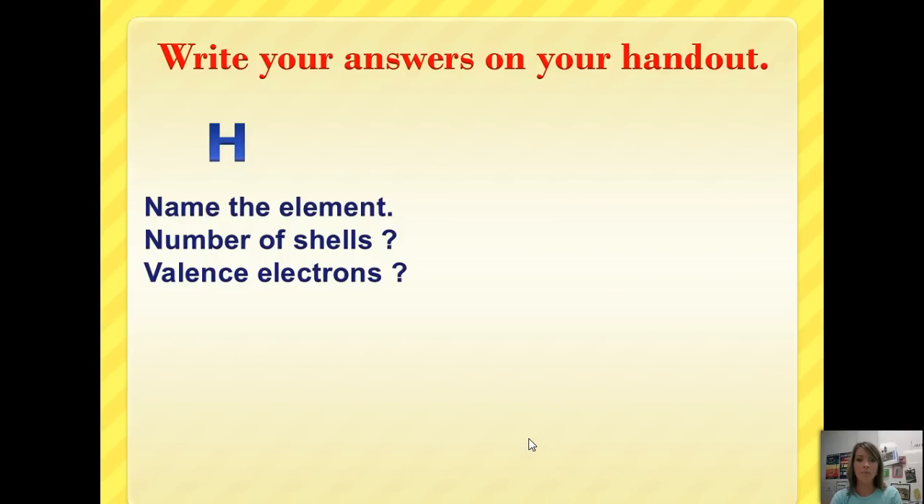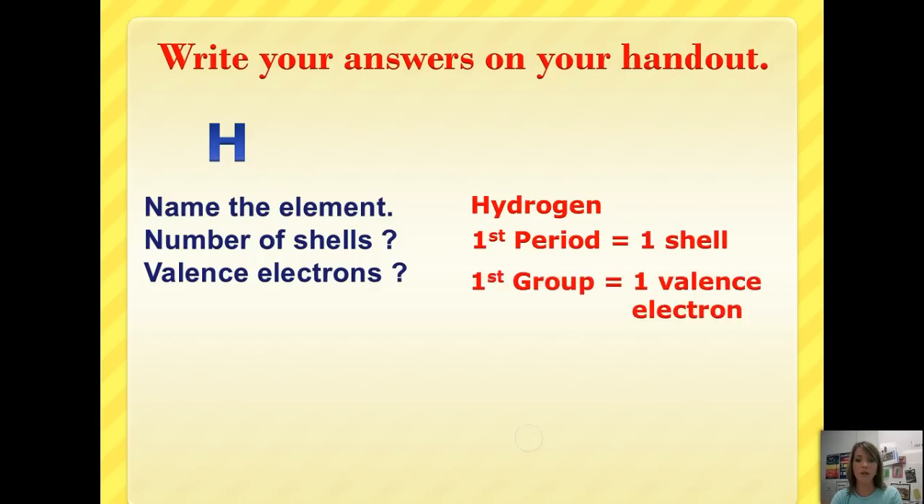Okay, go ahead and pause this and give this one a try. On your sheet, fill out the name of the element, the shells, and the valence electrons. When you're done, go ahead and start the video back up so you can check your answer. This is hydrogen. Hydrogen is in the first row, the first period, so it has 1 energy level. It's in the first group, so it has 1 valence electron.